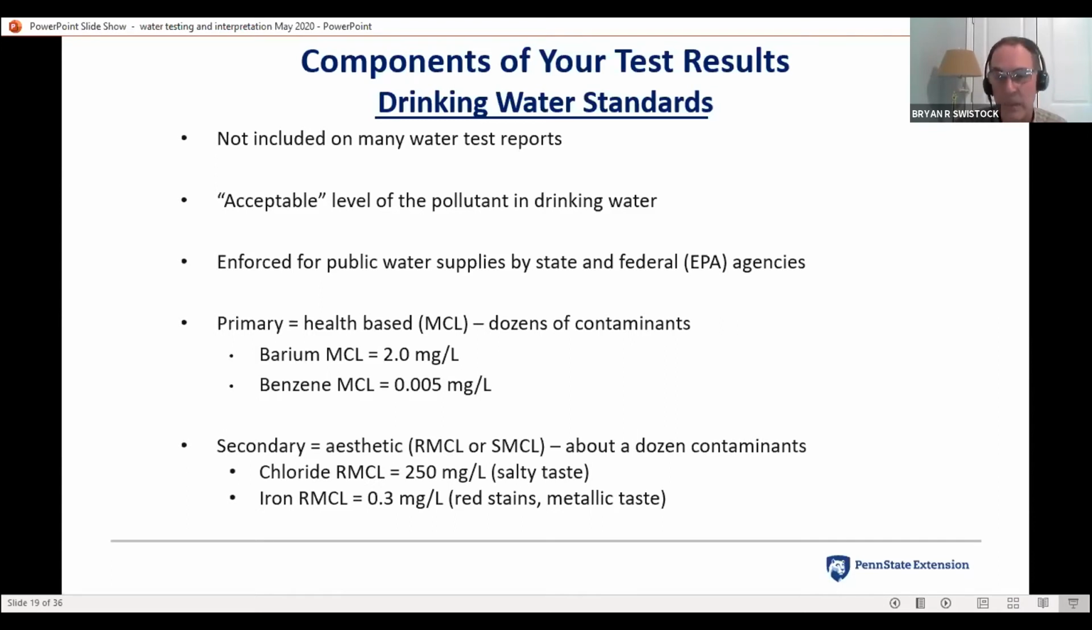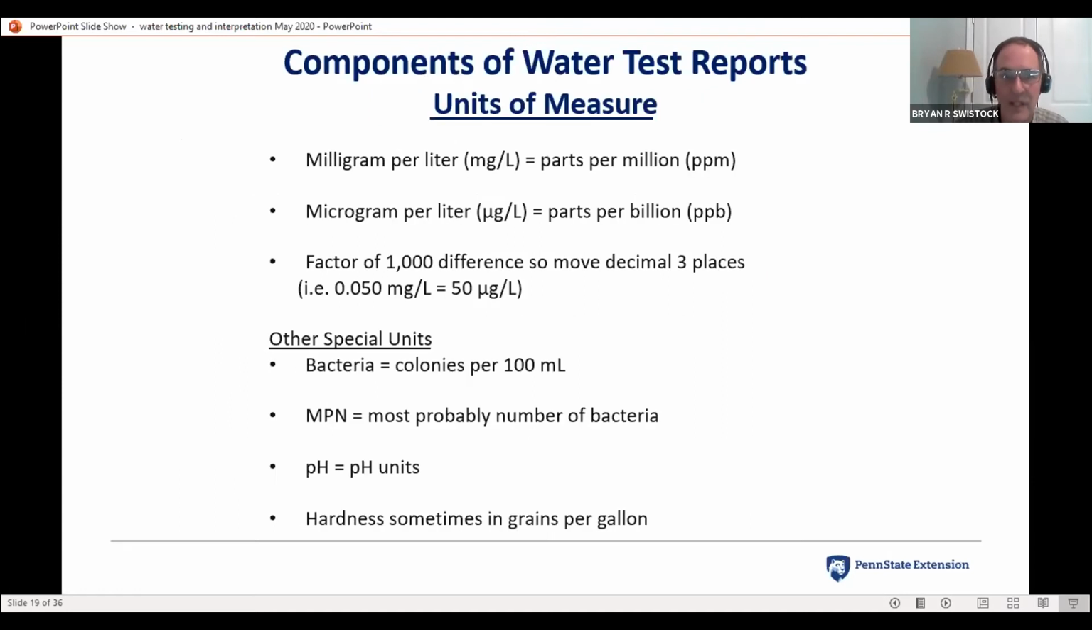There are secondary pollutants, which are sometimes called recommended MCLs or secondary MCLs. These are aesthetic problems like chloride, which makes the water salty, or iron, which makes red stains and metallic taste. And there's roughly a dozen of these kinds of standards.